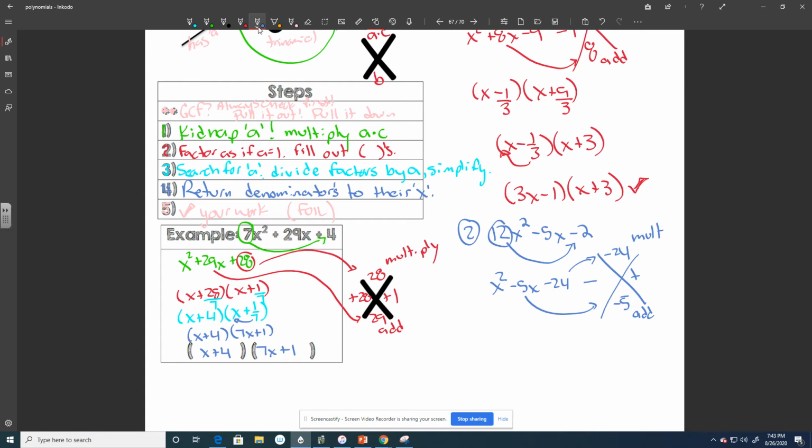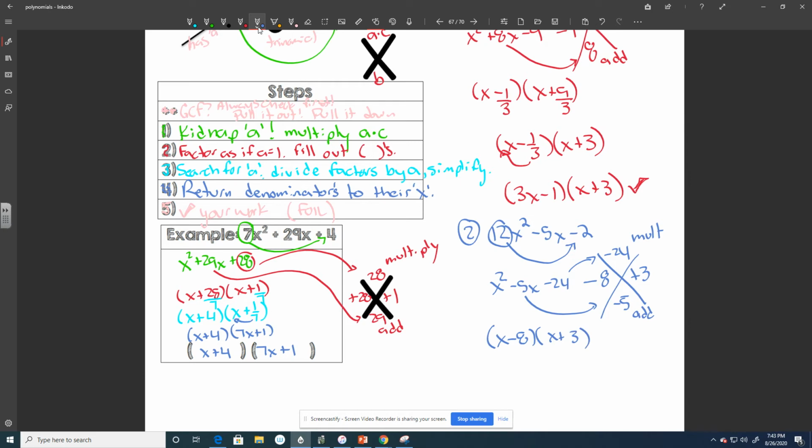So factors of 24, we've got 6 and 4. Those don't add up to 5. We've got 12 and 2. They don't add up to 5. But we also have 8 and 3. Negative 8 times 3 is negative 24. Negative 8 plus 3 is negative 5. So let's put those in parentheses. x minus 8 and x plus 3.